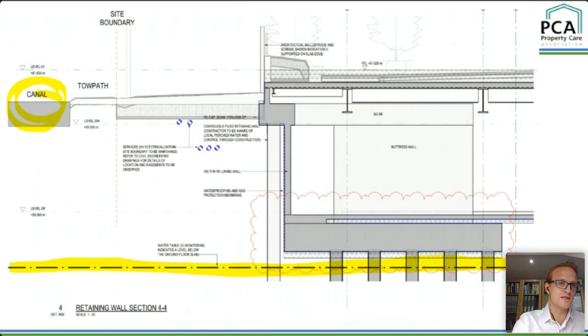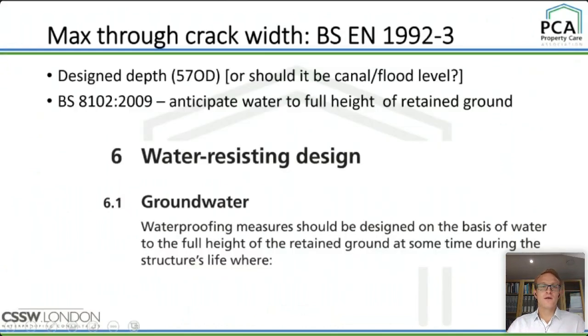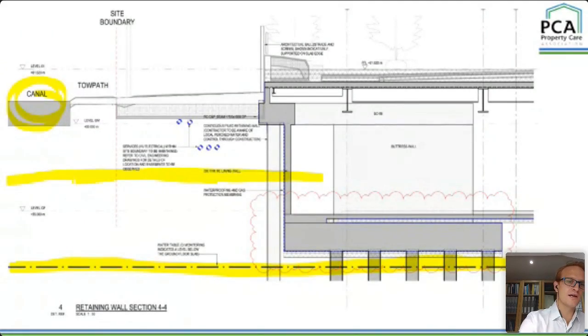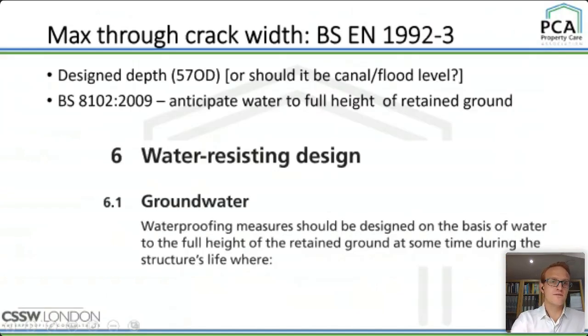But just notice these datum levels. So ground level is about 60, and the bottom of the slab is about 55. So they said, okay, take your water table and add something to it, so some sort of margin for error, and take this, that's 57-ish, as your water level, and design your concrete to that. So they said design depth is 57 above ordnance datum.